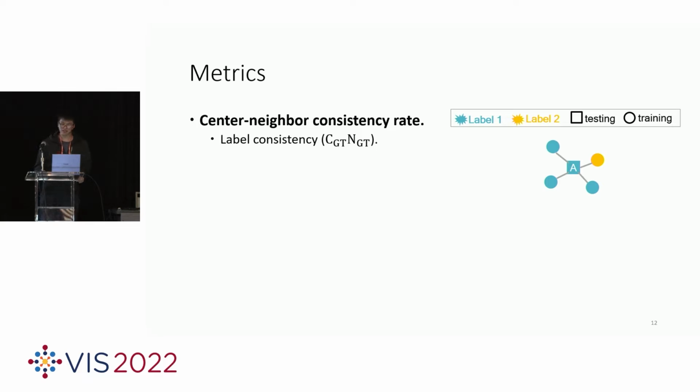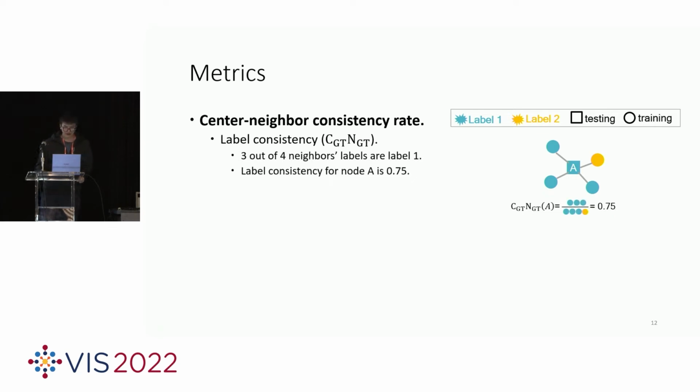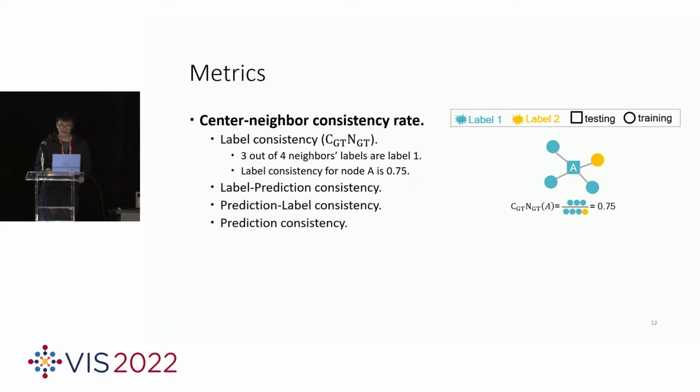To help users check whether the one-hop neighborhood exerts influence on the GNN prediction results, we define center label consistency, which measures the consistency between the current node label and its neighbors' labels. For example, for node A, 3 out of 4 neighbor labels are the same as node A, so the label consistency for node A is 0.75. Similarly, we can measure the consistency between the current node label and the neighbors' prediction results, which is calculated as label prediction consistency.